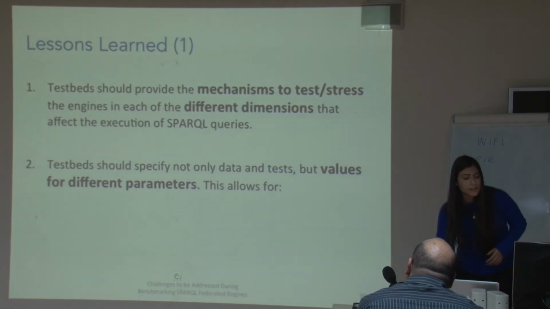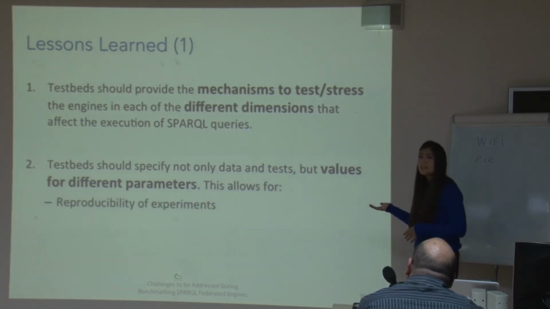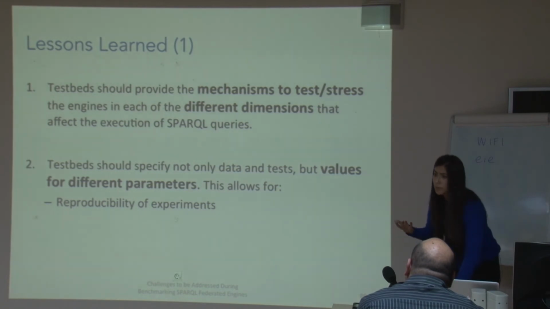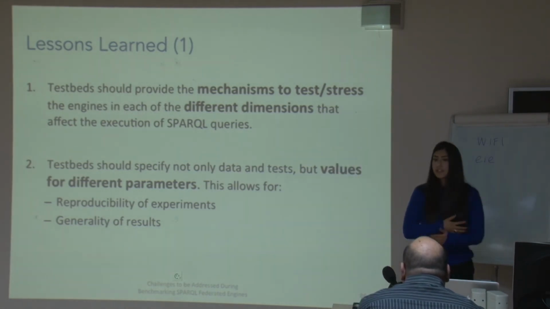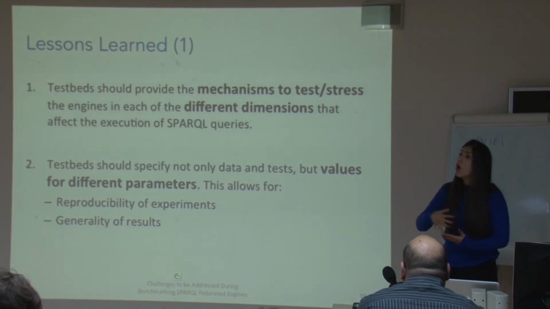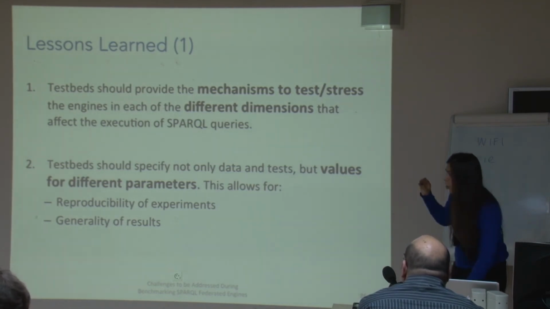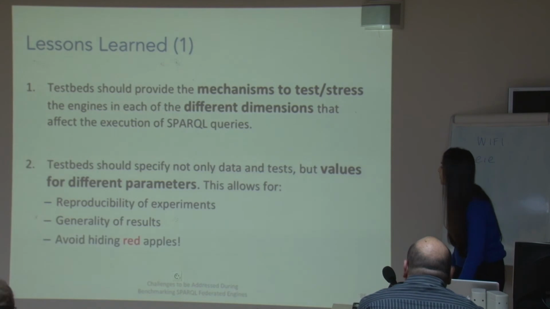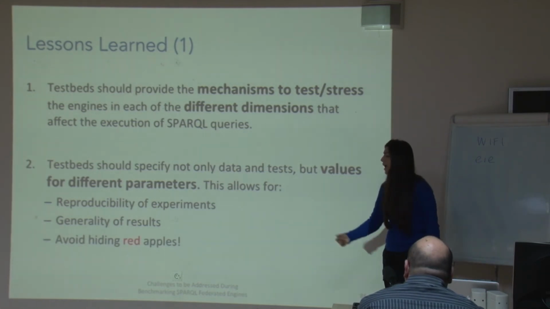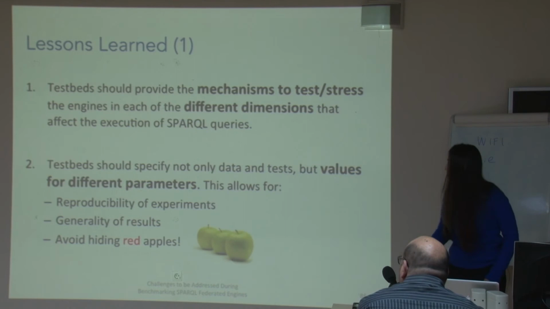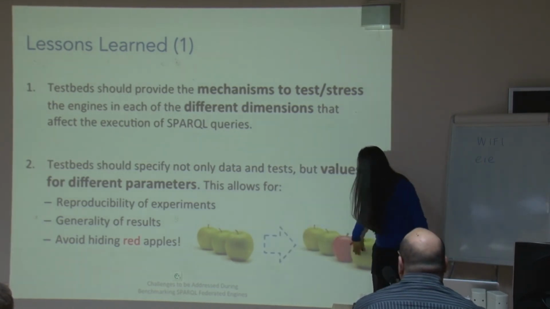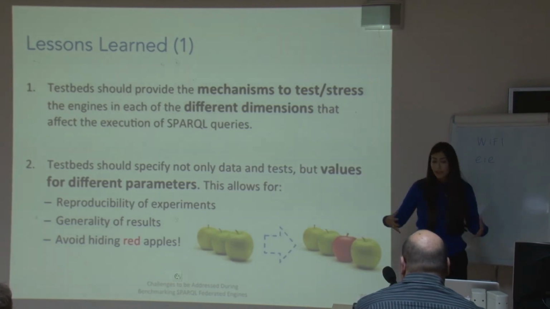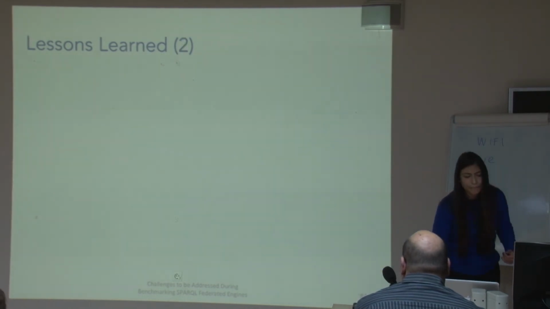Why? Because this will allow for reproducibility of the experiments. So if you run some experiments, I can actually rerun them under the same conditions. The generality of the results, so I can say, oh, this engine is able to run for most of the queries, not for only a couple of queries that you design in your benchmark. And finally, for avoiding hiding the red apples. So when we have a very specific set of tests, we can actually not hide the configurations in which our engines don't win.